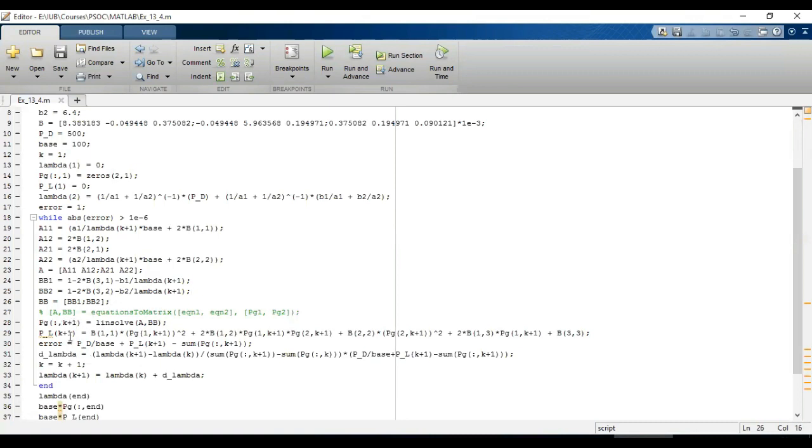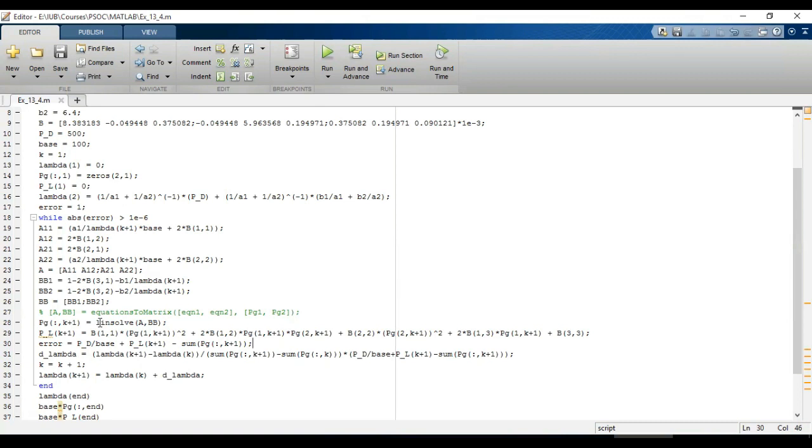Similarly, this is PG. This is the column vector of PG, which will be calculated by the linsolve command of MATLAB. So this will give us the values of PG1 and PG2. Then we will calculate PL. So PL is calculated using the P loss formula, and then we will evaluate the error. This is the power balance equation. If our error remains greater than 10 raised to power minus 6, we will proceed towards the second iteration.